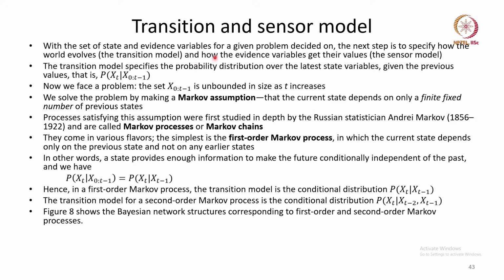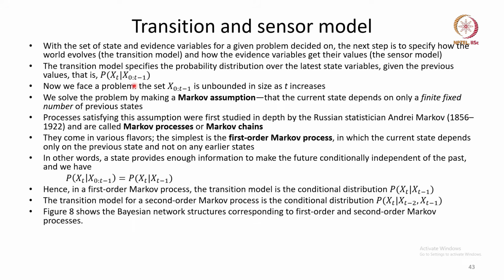What we need to see is how the world evolves, which is called the transition model, and how the evidence variables get their values, which is the sensor model. So we have the transition model and the sensor model in this case. If you look at the transition model, we actually want to find the probability of X_t given X_0 to t minus 1. So, given the earlier state variables, how do we find the probability of the present state variable, which is X_t?